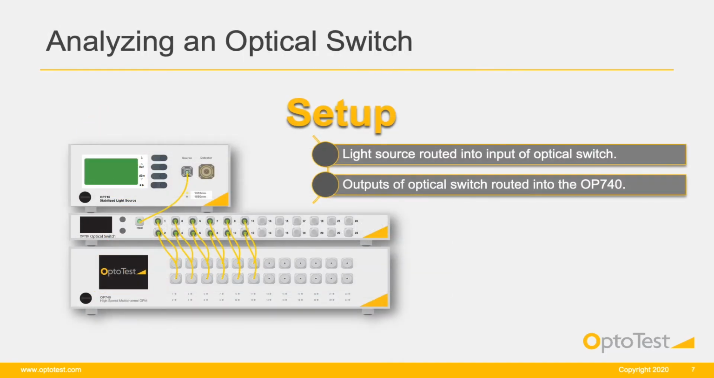To analyze an optical switch, the setup requires an optical source to be routed to the input of the optical switch, and all outputs of the switch are routed into the OP740. The OP740 will be used to monitor the switching behavior.